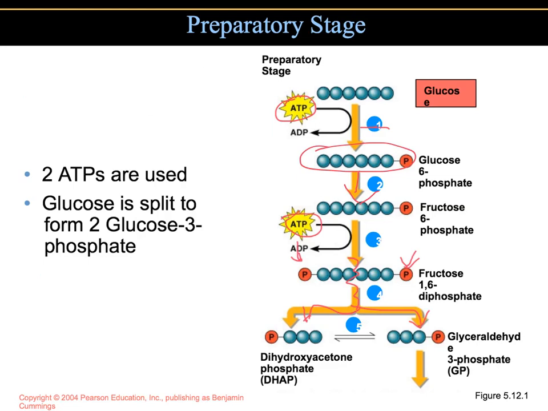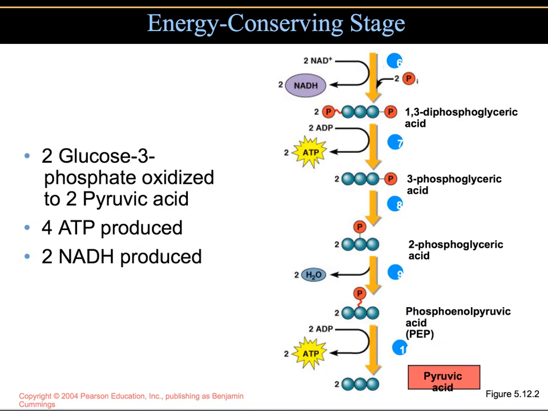Then, the other P will be attached now from the second ATP. And then we will have the sugar splitting into 2, an enzyme and a phosphate having the high energy make it very unstable. And that's why it breaks into the 2. And then now we're going to have DHAP, which is readily converted into GP. You can see that this is a reversible reaction.